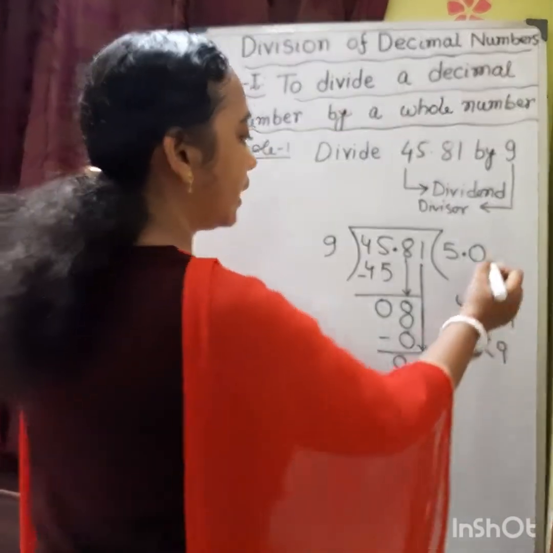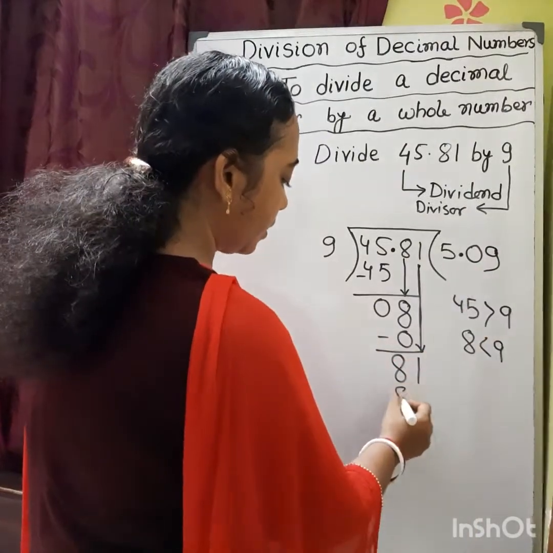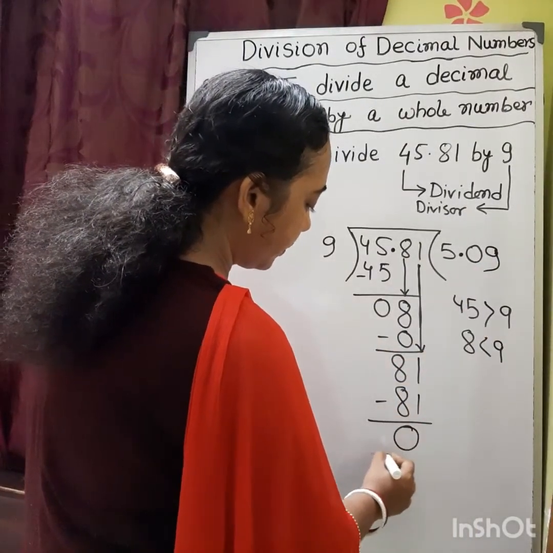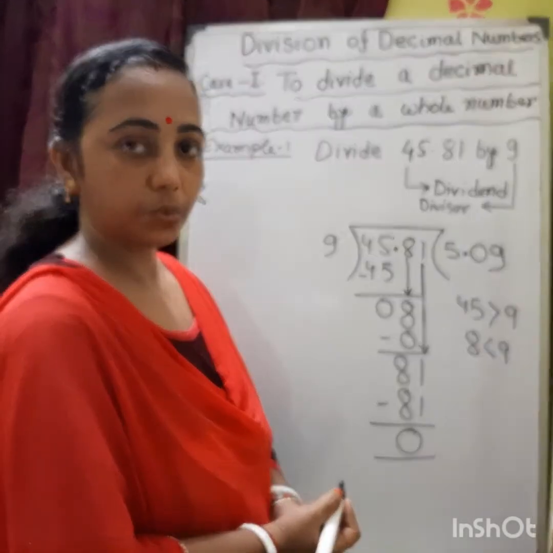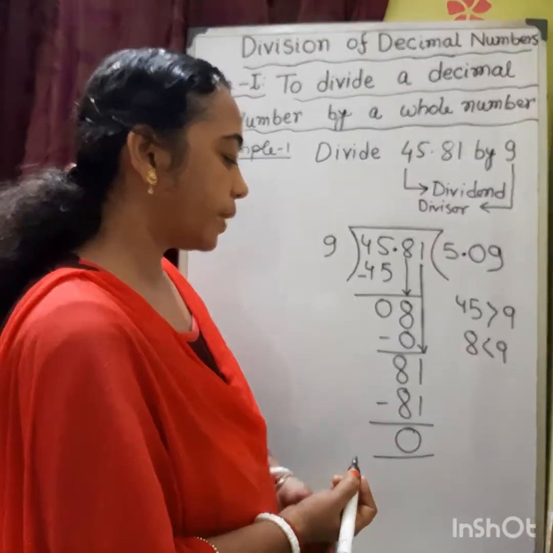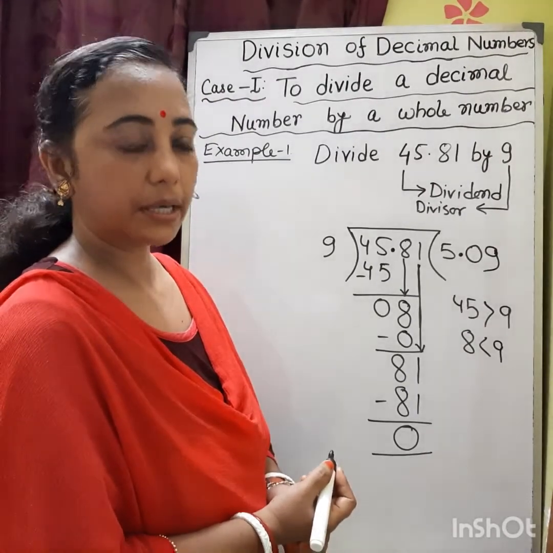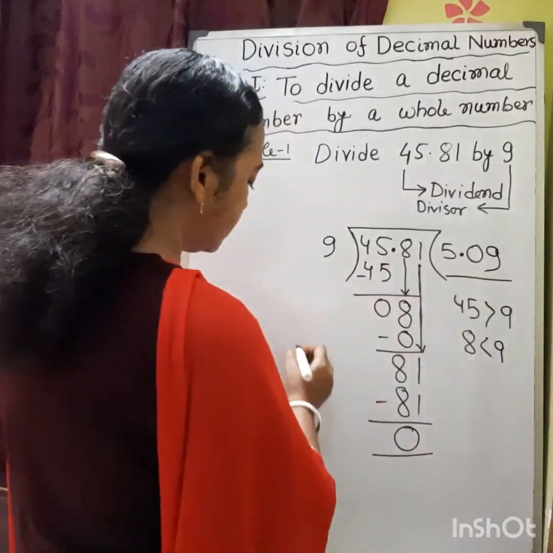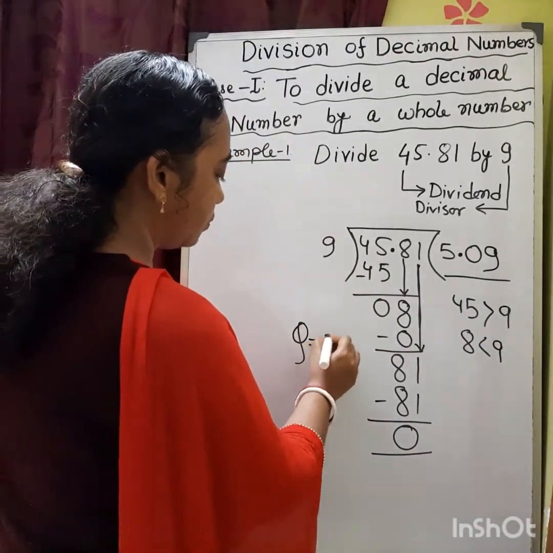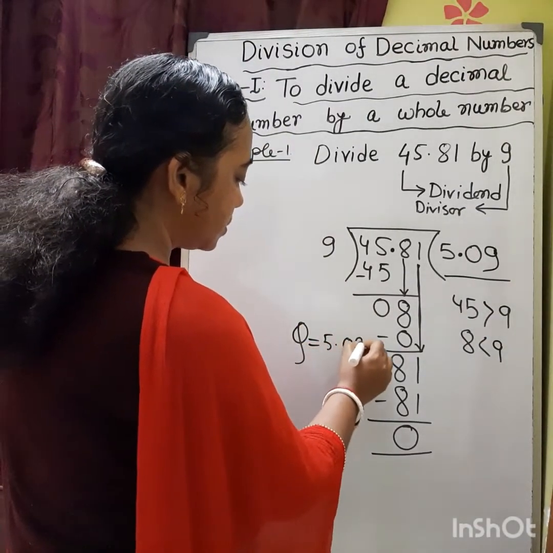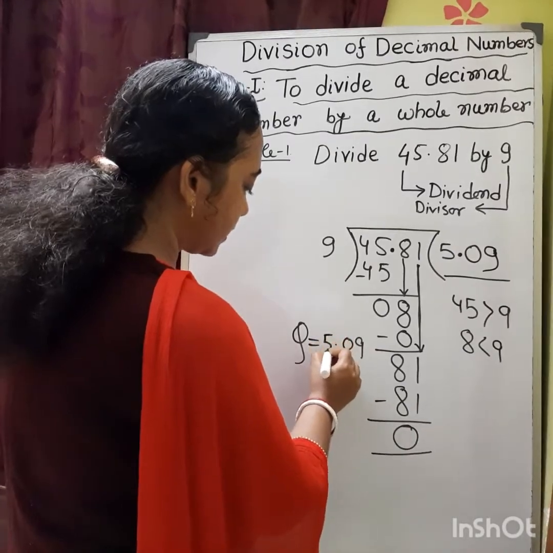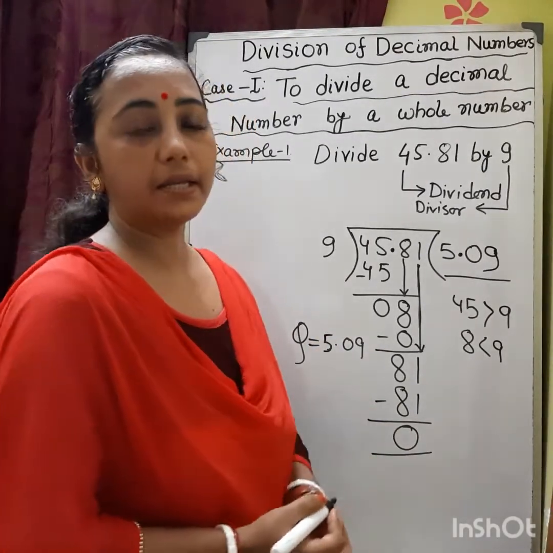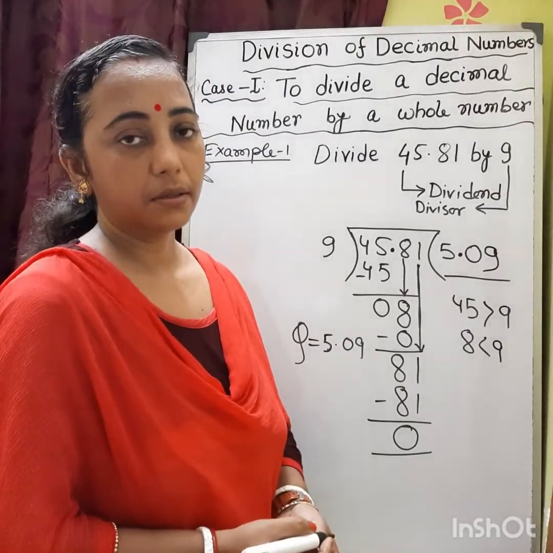We know 9 nines are 81. So now we subtract them. So we get the remainder 0. As we get the remainder 0, we stop our calculations. So what result did we get here? The quotient is equal to 5.09, which is the required result. So 5.09 is the required quotient.